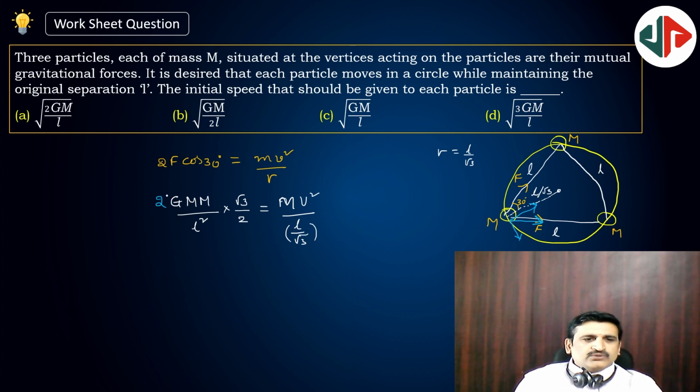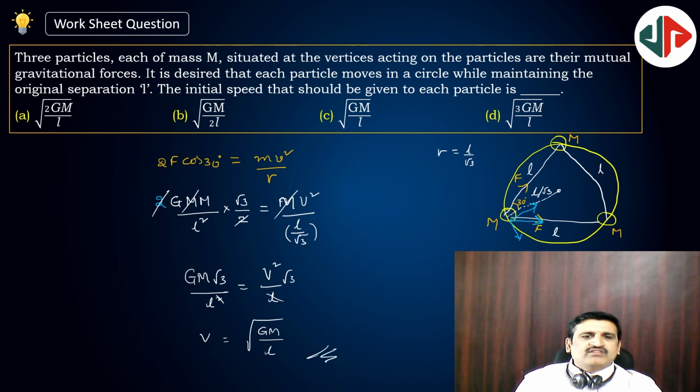Now 2 gets cancelled, and G m root 3, one L will get cancelled, that is equal to V square by L, and L gets cancelled. So I'll write here square and cut, and L cut, and this root 3 will come here. Root 3 also will cut. So V is equal to square root of G m by L.